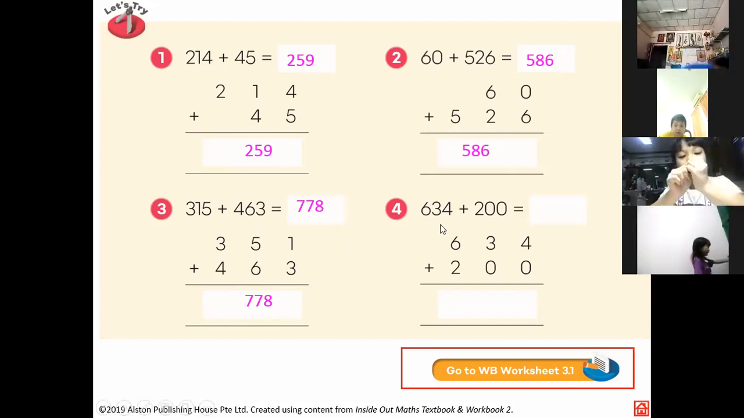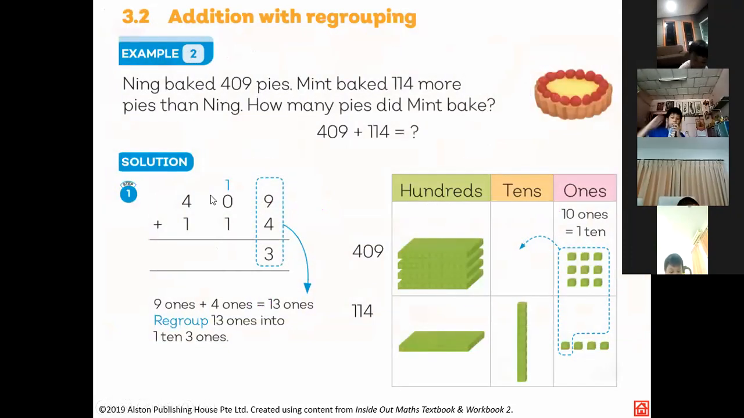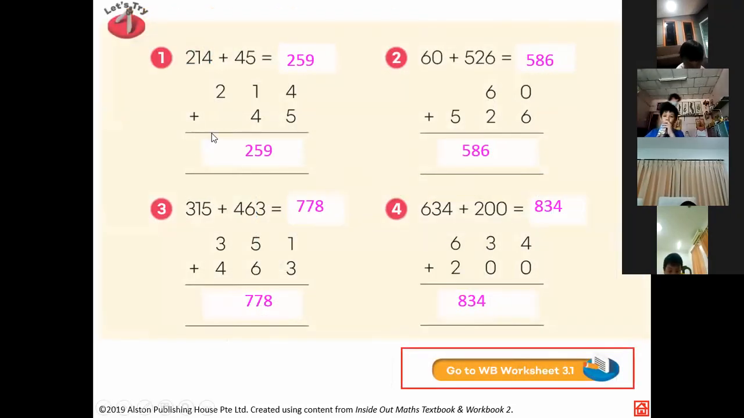Okay, and then number 4 class, we have 634 plus 200. 4 plus 0 is 4. 3 plus 0 is 3. 834. Okay, good job. So do you understand the simple addition? Yes, I do. No, I don't.